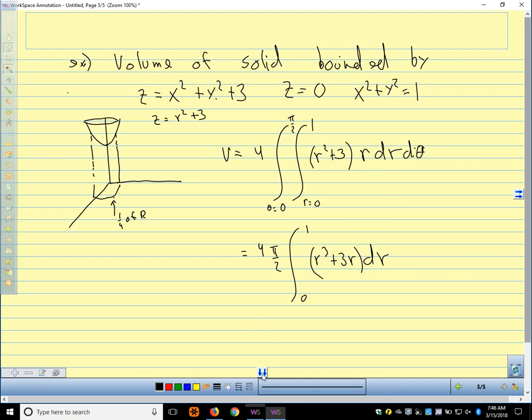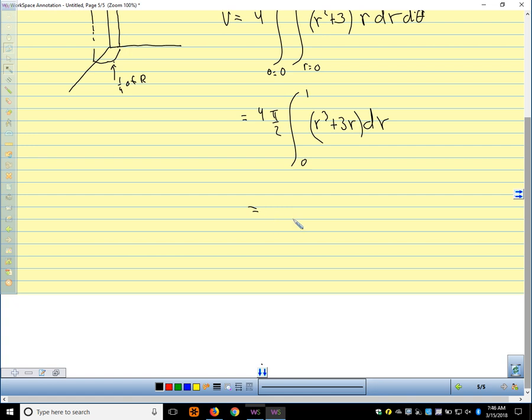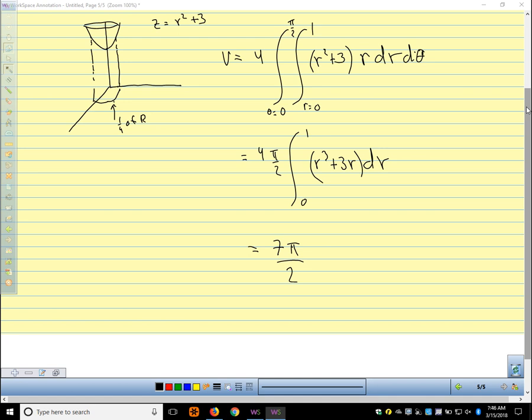And this is a nice, easy integral to evaluate. We get 7 pi over 2. So the volume of that thing is 7 pi over 2.